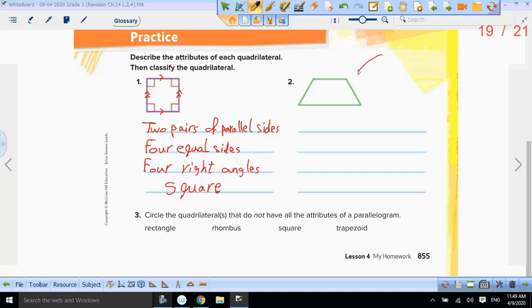Okay, for this one, how many pairs of parallel sides do we have? We have only one pair of parallel sides.